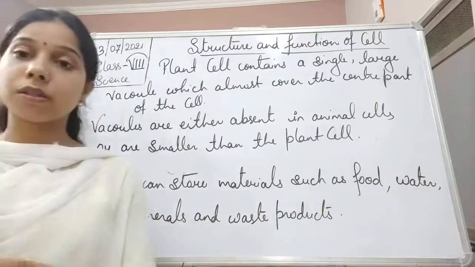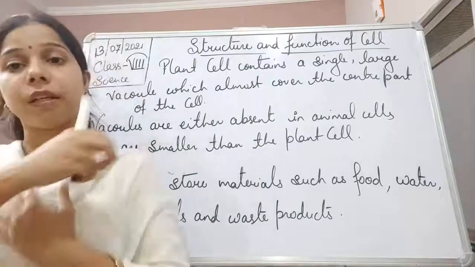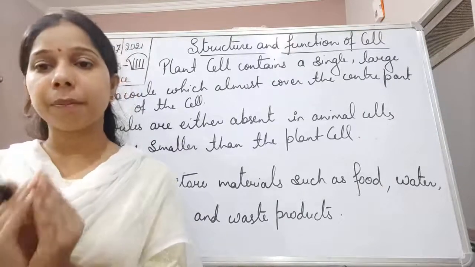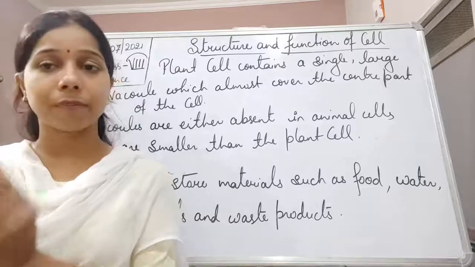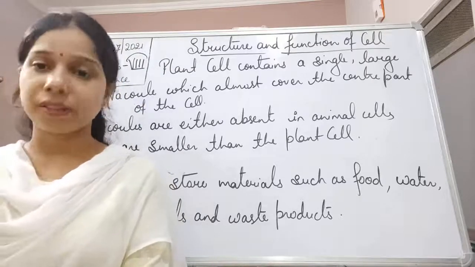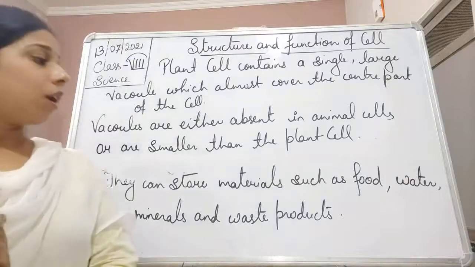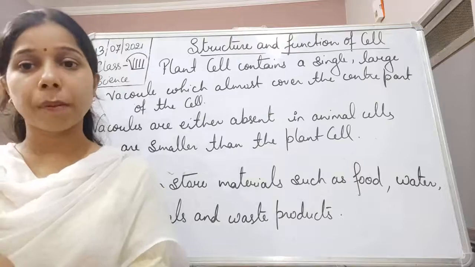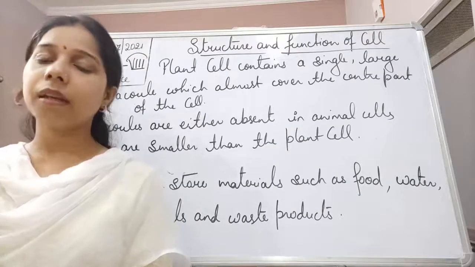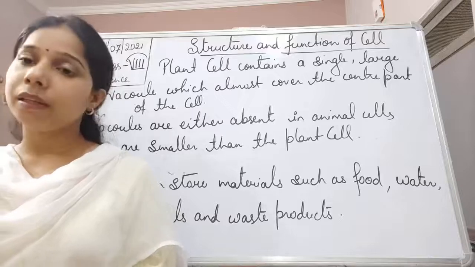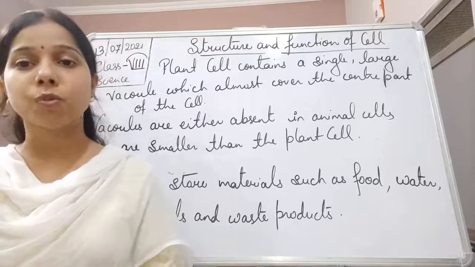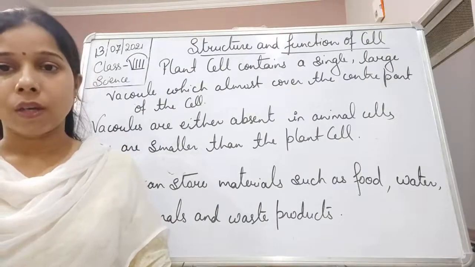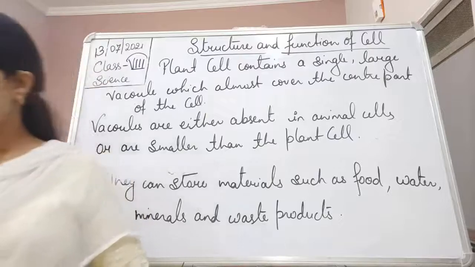So this is all about the vacuole, students. We have understood that a vacuole is a fluid filled membrane which basically stores things in it. It can be food, water, even waste material. And this vacuole is present in the plant cell, while it may or may not be present in the animal cell. It means in an animal cell it may be absent, but in a plant cell a single large vacuole is present. This vacuole almost covers the center part of the cell. So this is all about the vacuole.